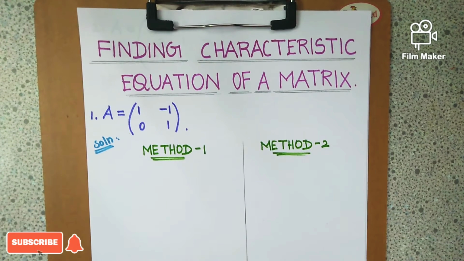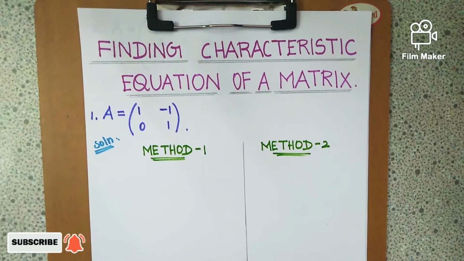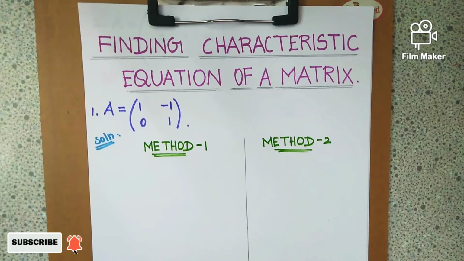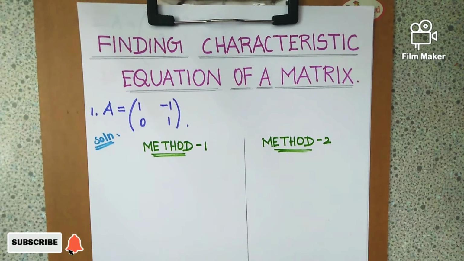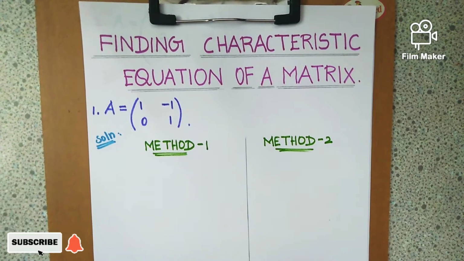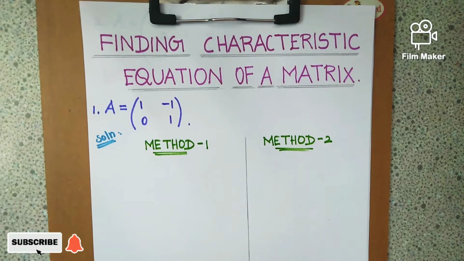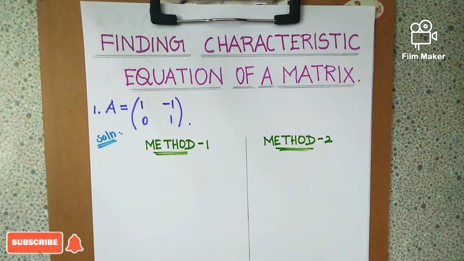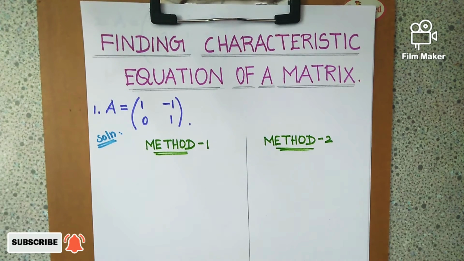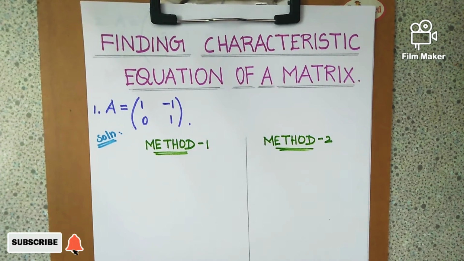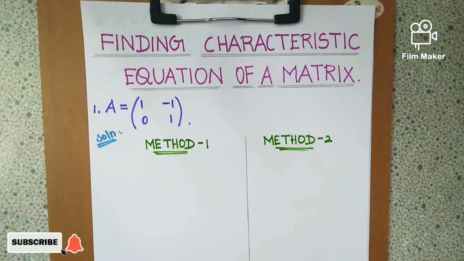Today we are going to see an important question, that is finding the characteristic equation of a matrix. That is a very important question under this topic. For all the problems, we need to find the characteristic equation. That is the first step under this matrices. If the characteristic equation is wrong, then the whole problem will be wrong. So today we are going to see how to find the characteristic equation for a given matrix.